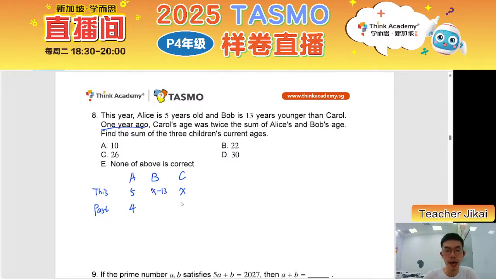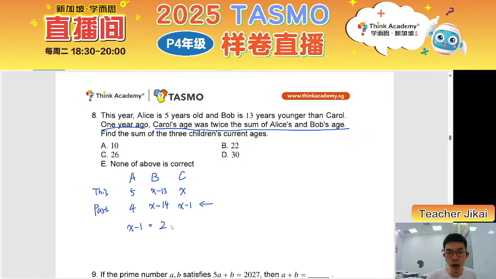And how about the past year? This year, Carlo is X years old. So 1 year ago, how old is Carlo? X minus 1. So Bob here is easy, X minus 14. Once we have built this table, we know everybody's age for this year and 1 year ago. Do we have other conditions here? Yes, we do. Carlo's age was twice the sum of Alice and Bob's age. How can we make use of this condition? It is asking about 1 year ago, so it is this part. So Carlo's age is what? X minus 1.